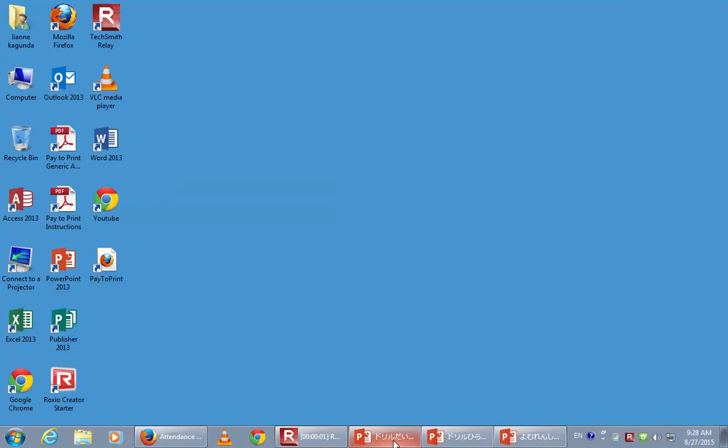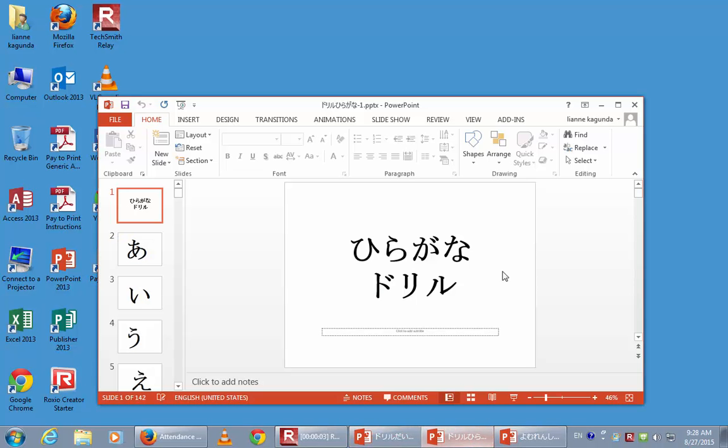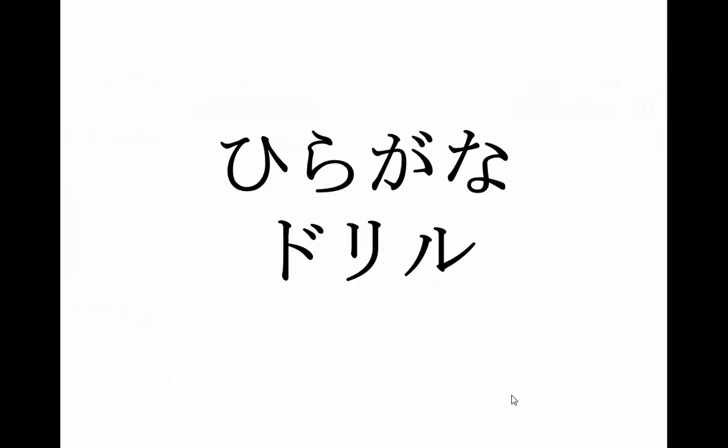Start with hiragana drill. Okay, and I can pull this down so you guys aren't looking at it on a weird line. There. Okay, and the cool thing about doing the drills with the PowerPoint is whatever I have on my computer screen is also going to be the video for the YouTube recording.